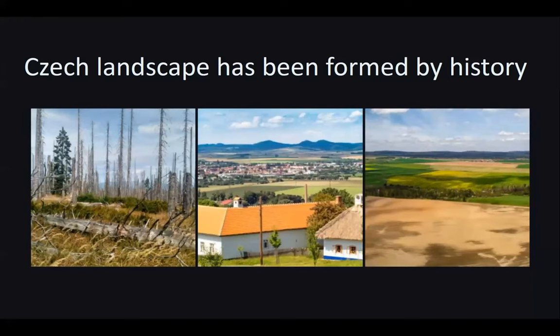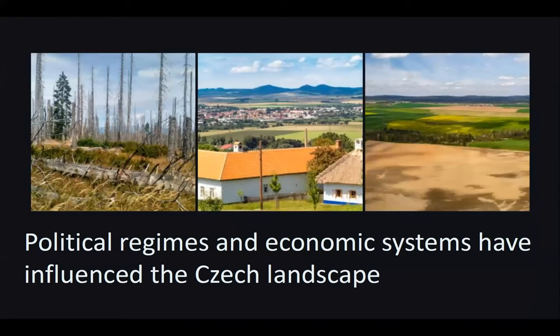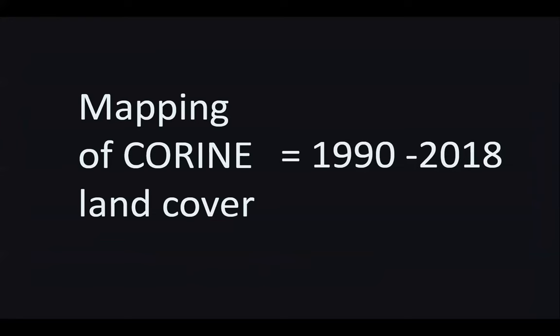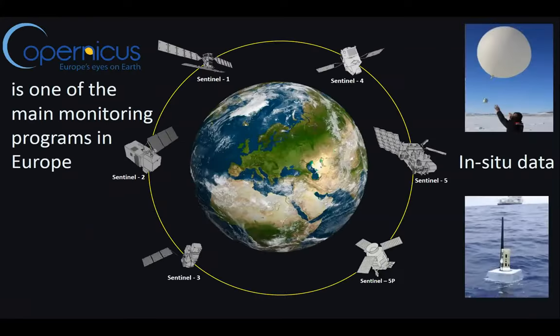To start with, the Czech landscape has been formed by history. We've been going through different political regimes and different economic systems, and this has actually impacted the shape and the structure of the landscape. If we talk about past decades, I mean the years from 1990 until 2018, which are actually overlapping with the mapping of current land cover. This is where I'm going.